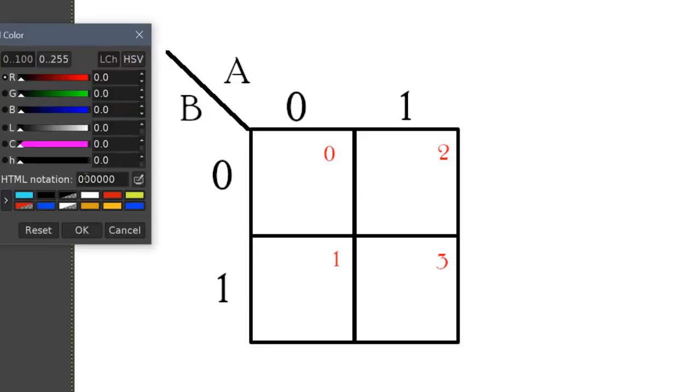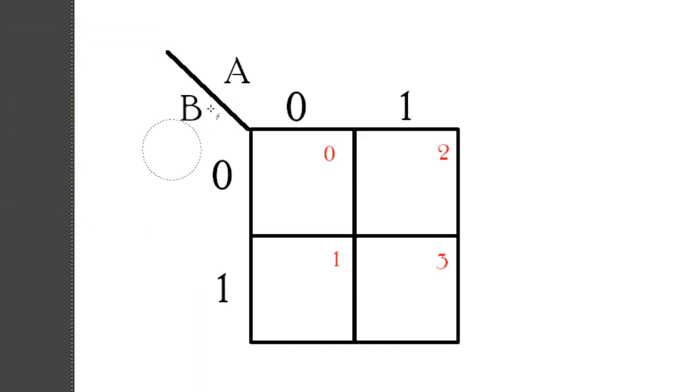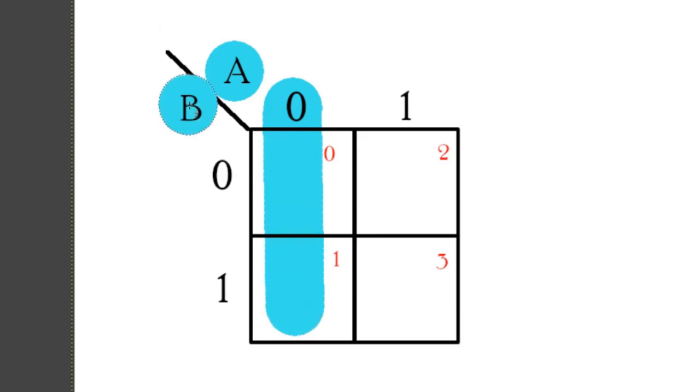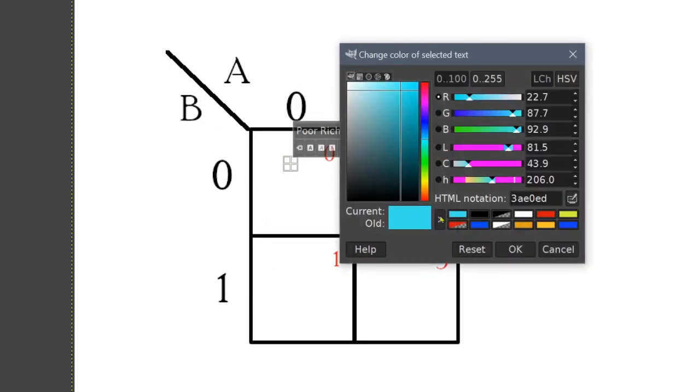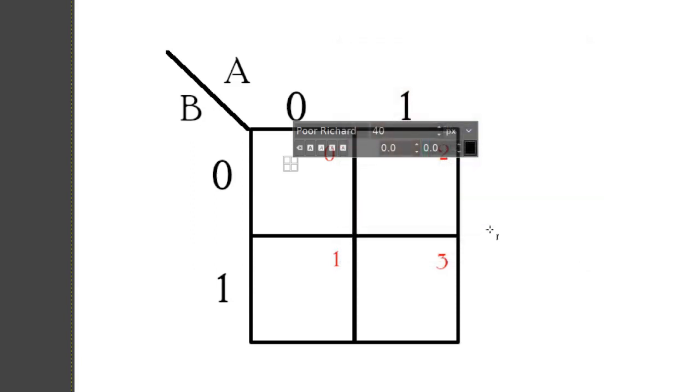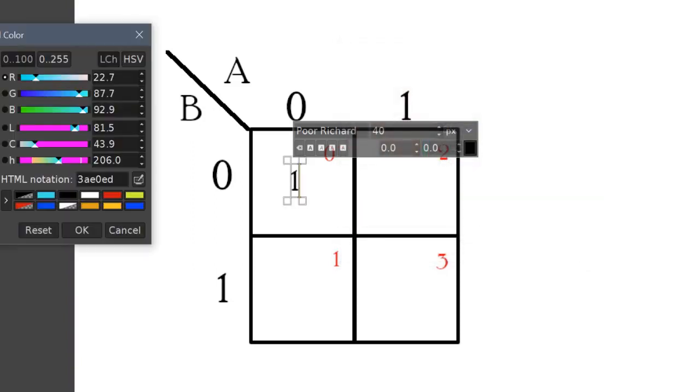I'll make it more clear for you. So A being 0, that is this column, right? And B being 0, that is this column, right? So the only place where those two conditions are met is this square, right? So because of that reason, we will be marking this square as a 1, right?